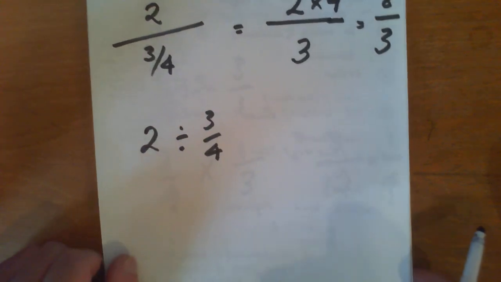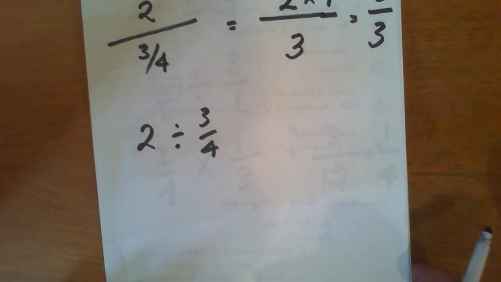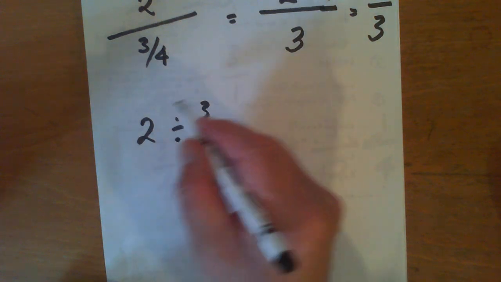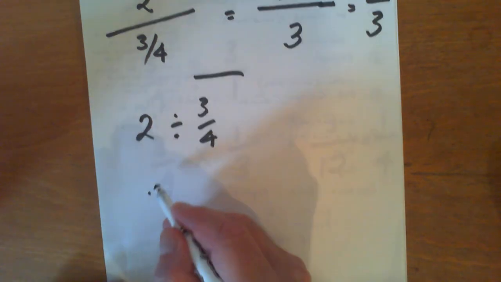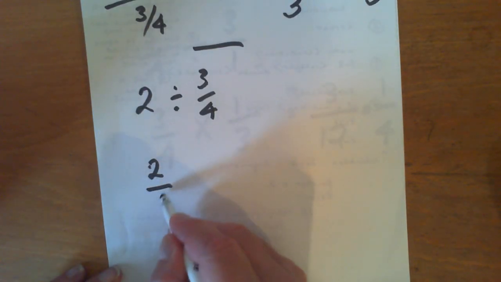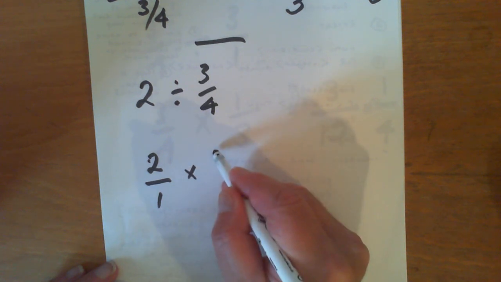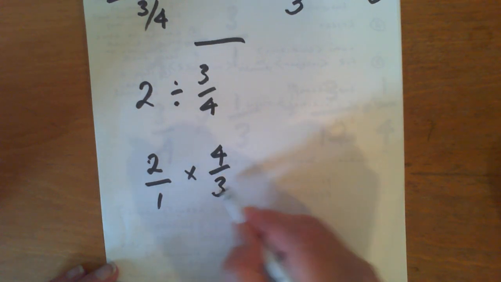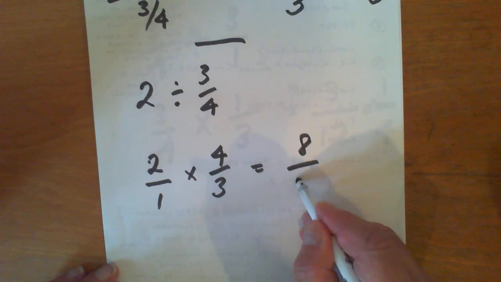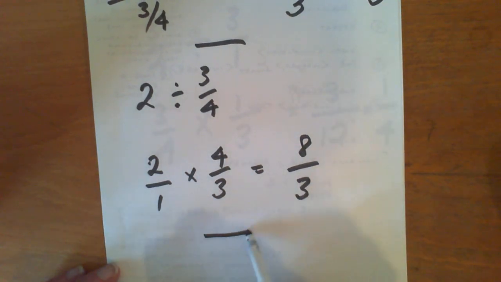Should I do that in full? I mean, again, to do this is 2 over 1 times 4 over 3, which equals 8 over 3. Okay, so I'm getting the same number by doing this.